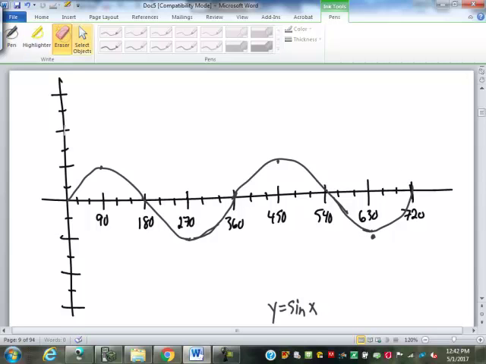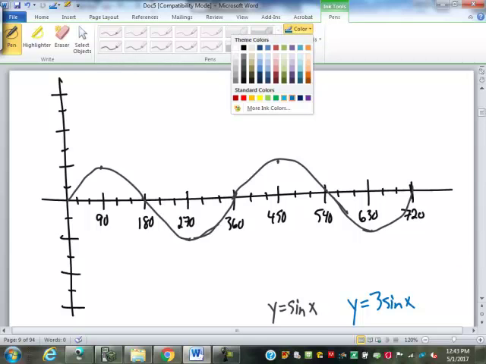Did you guys do anything with manipulating the waves? Okay. So what if I change it to y equals 3 sine x? What does that change?